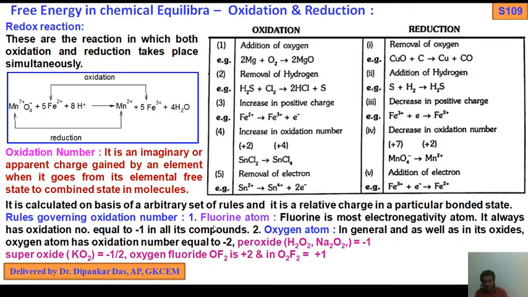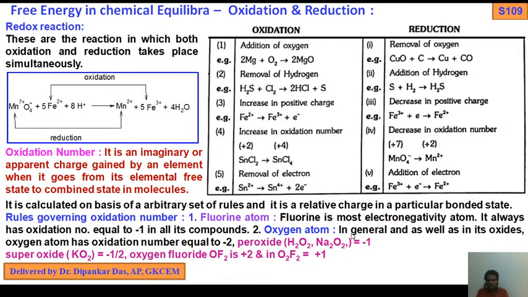Rule number 1. We should remember fluorine. Fluorine is the most electronegative atom, we know. It always has oxidation number equal to -1. So in all its compounds it is -1.